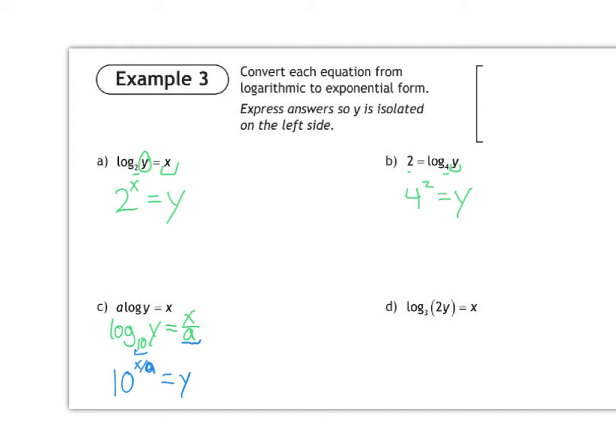Ooh, this last one, I've got this stuff trapped inside the log, so I think I'm going to have to do some things first. I've got a base of 3 to the power of x is equal to 2y. To get y by itself, divide both sides by 2. So we have 3 to the x, divided by 2. At that point, this answer is done.